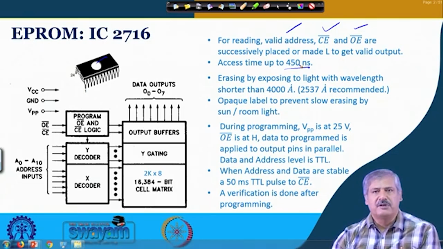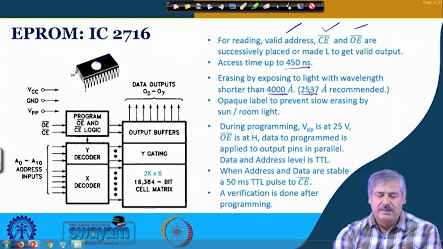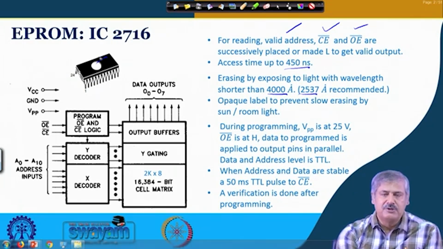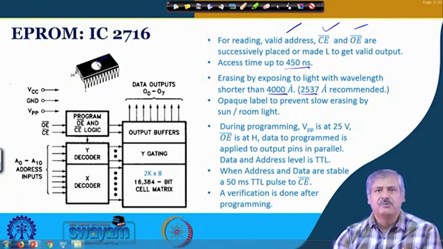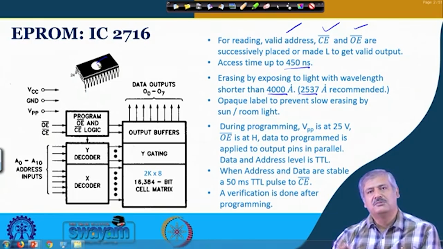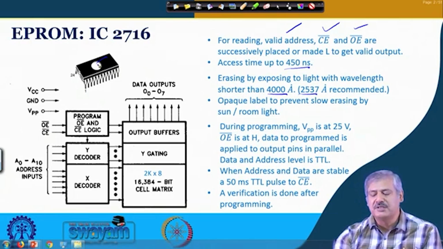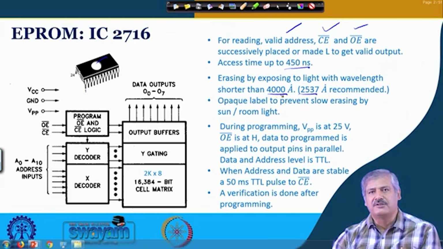And erasing, of course, is by ultraviolet ray which is shorter than 4000 angstrom. Recommended is 2537 angstrom. After writing, an opaque label is put over here to prevent sunlight or room light coming in, because that light has components which are less than 4000 angstrom. By which the information that is stored there can get slowly erased.